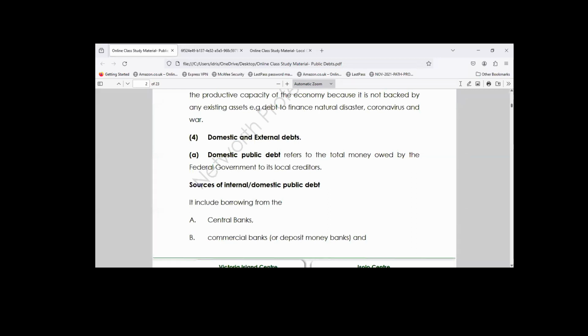So domestic debt is the total amount owed by government within the country. Look at my definition. This is the total amount owed by the federal government to its local creditors within the country. The amount owed by government within the country is called internal debt or domestic debt.